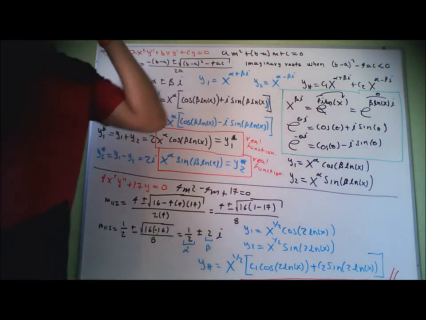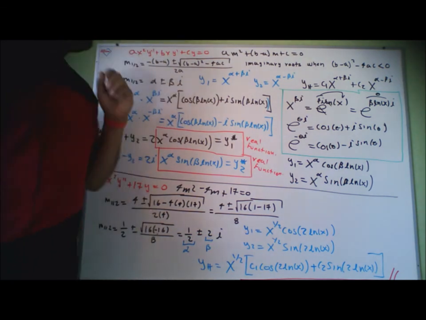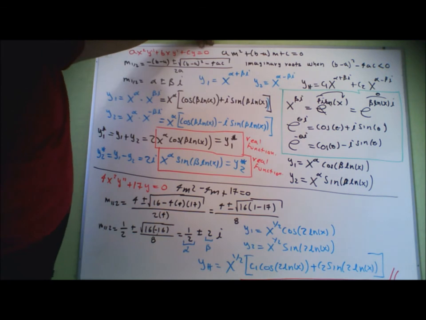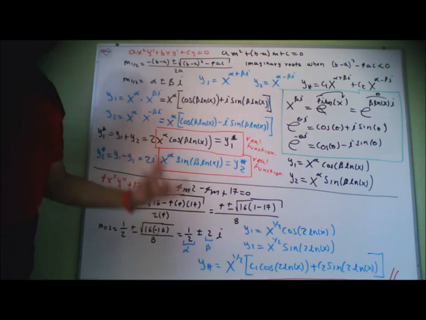Okay, so now in the next video we are going to cover what to do when it is no longer homogeneous, when you have a q of x here. Now, we already have a method, and the method is parameter variation.